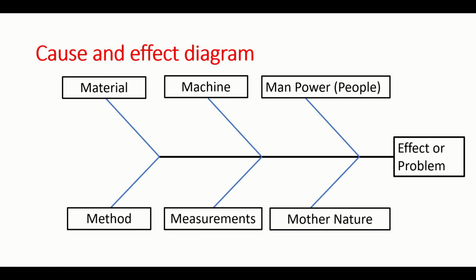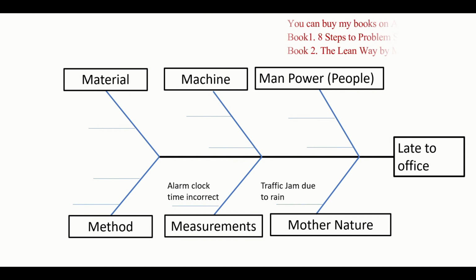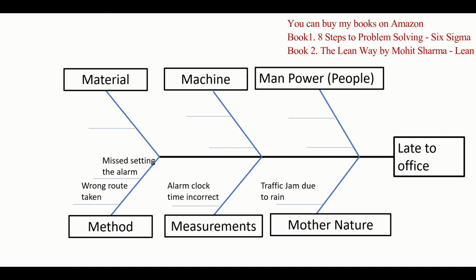So let us take an example. I will take an example from daily life to help you understand this tool better. Late to office is one of the common problems in all corporates. So people get late to office and a brainstorming session was conducted to identify the causes of this particular problem. The first one is traffic jam due to rain. So this cause is listed under mother nature. The second is alarm clock time is incorrect, which is under measurements. And the next is missed setting the alarm. The person has missed setting up the alarm, so that is why he could not get up in the morning and that is why he is late to office.